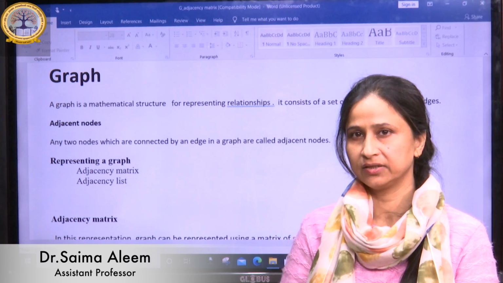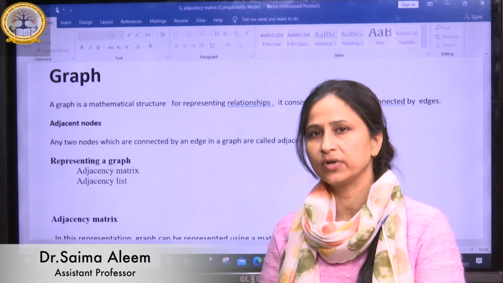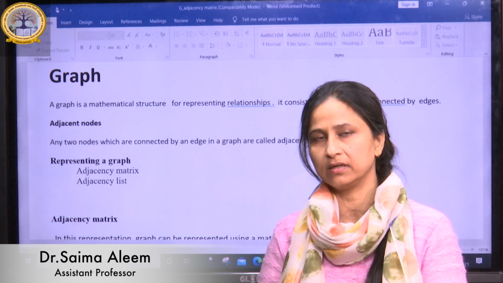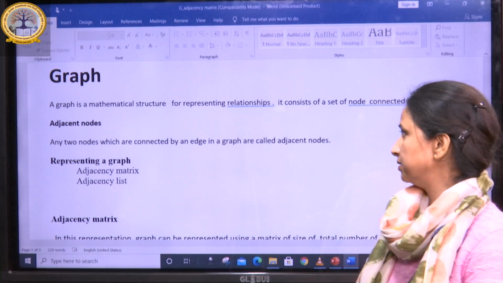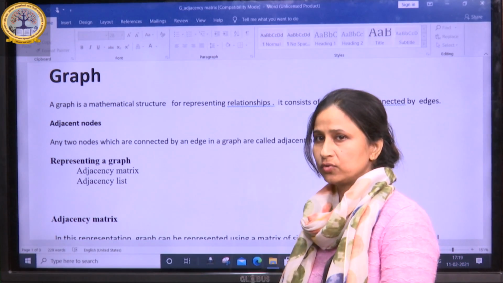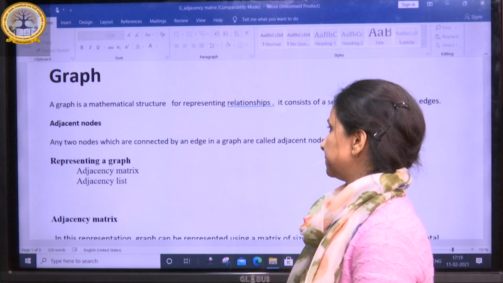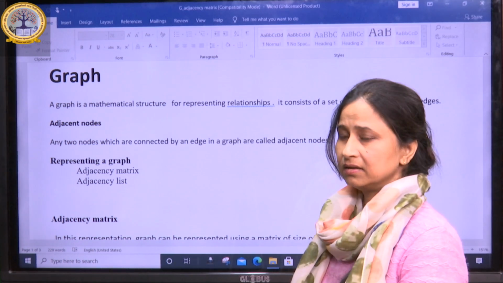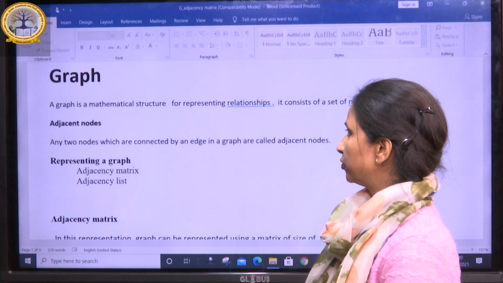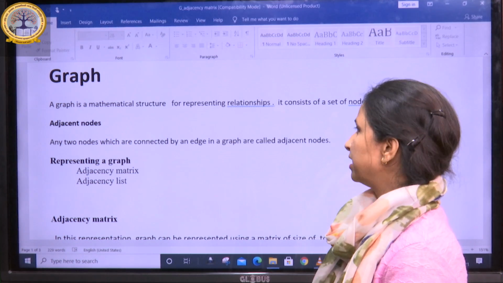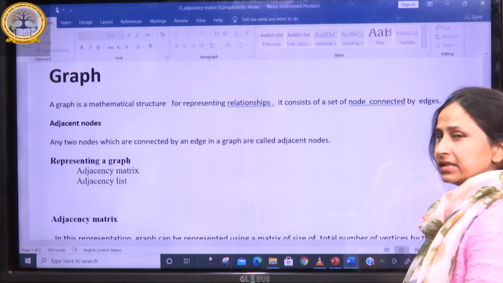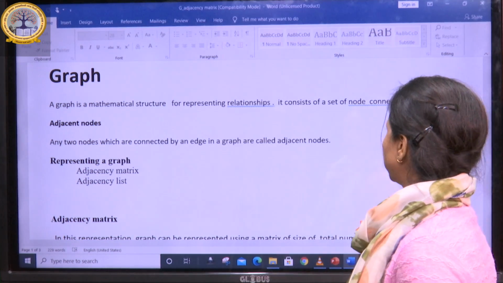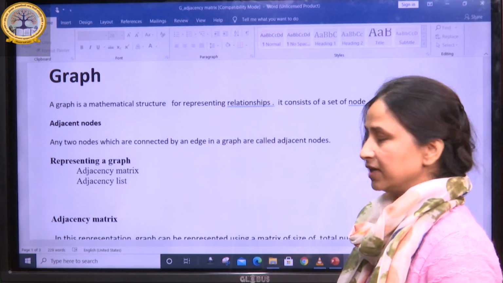Today we are going to continue our previous topic, which was graph, and in graph today we are going to cover adjacency matrix. As we have already discussed about graph terminologies, a graph is a mathematical structure for representing relation. It consists of a set of nodes connected by edges.